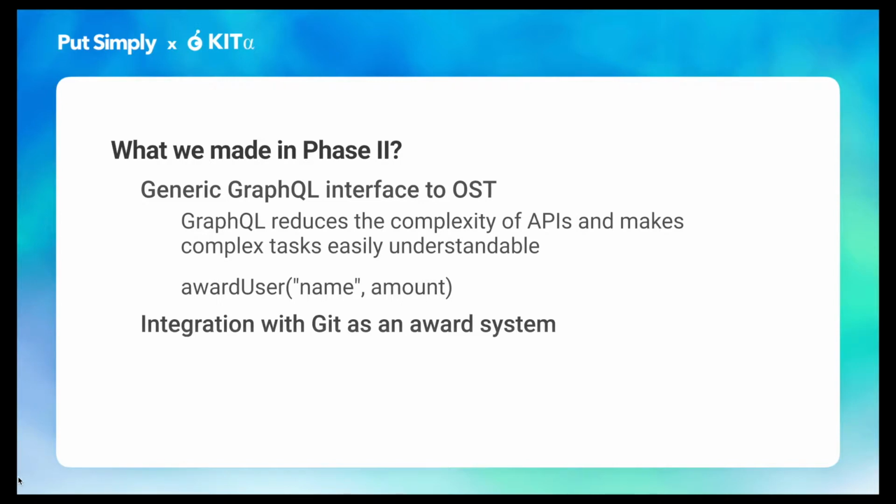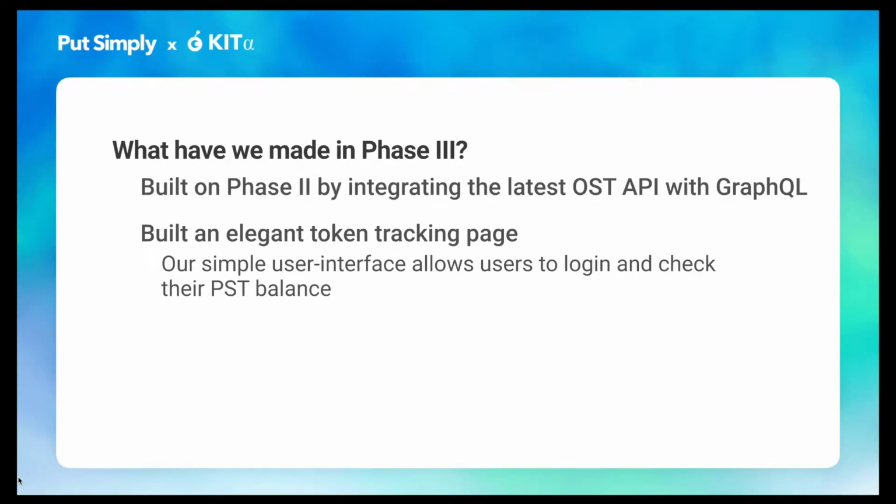In phase two, we used the GraphQL interface to be able to award users for completing simple tasks in a Git instance. Git is very similar to GitHub, but it's open source and free. So, to summarize, we created an award system which rewarded users for various activity on Git. But phase three is a little bit different.